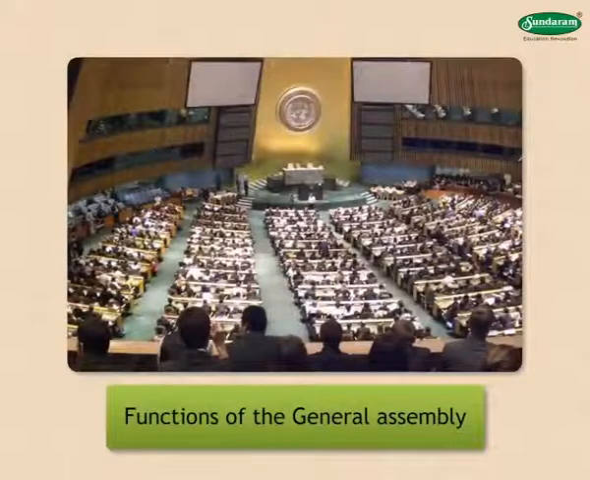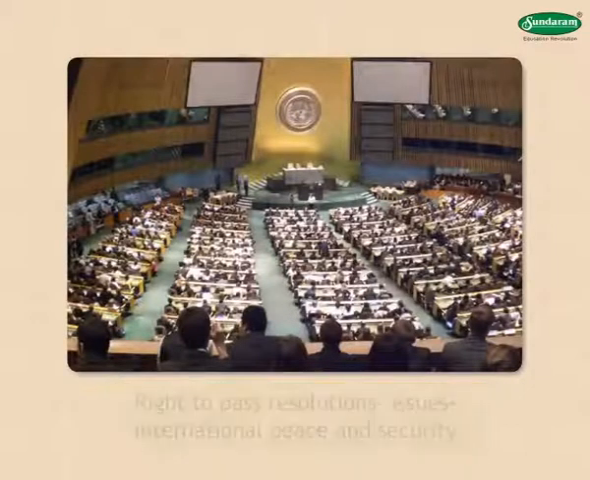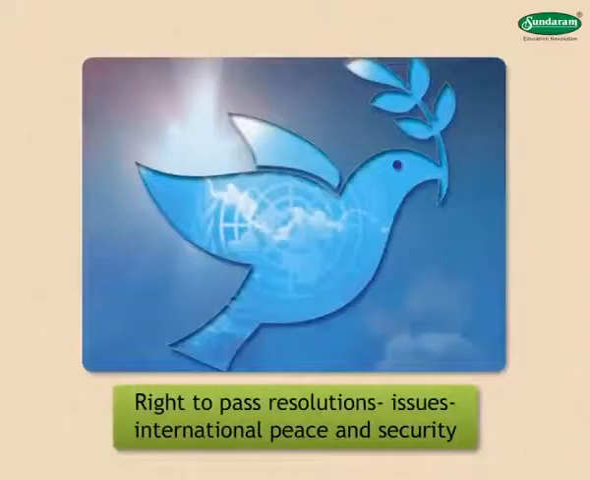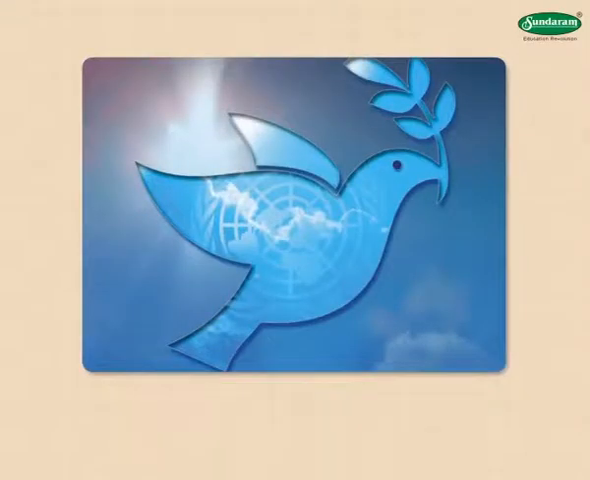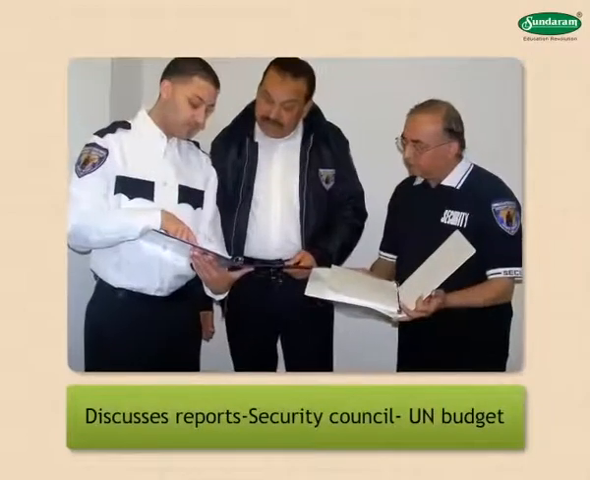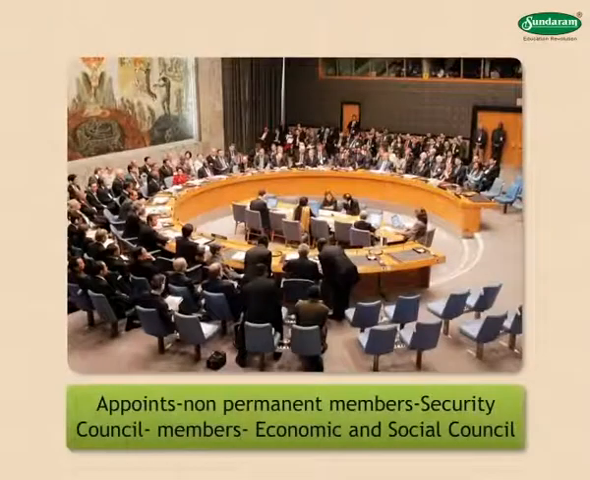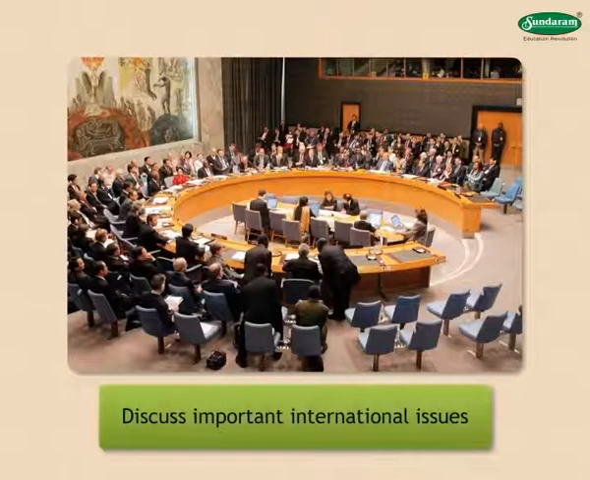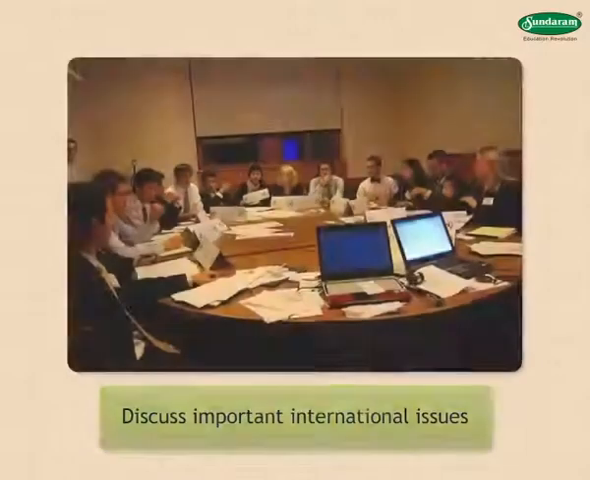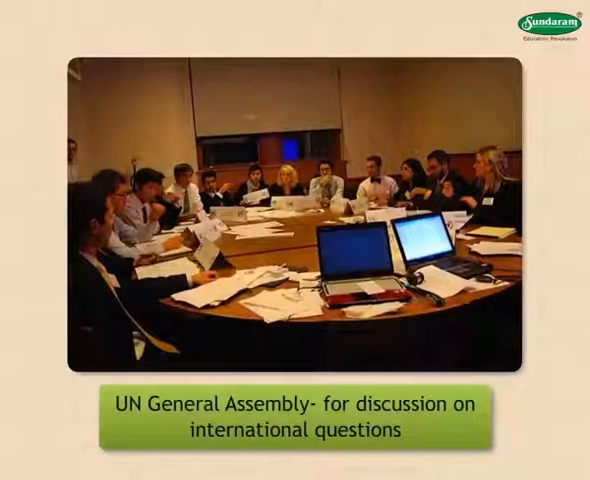Functions of the General Assembly. The General Assembly has the right to pass resolutions regarding issues of international peace and security. It discusses reports received from the Security Council and passes the UN budget. It appoints non-permanent members of the Security Council and also the members of the Economic and Social Council. During its sessions, they discuss important international issues. Therefore, the UN General Assembly is considered to be an important forum for discussion on international questions.